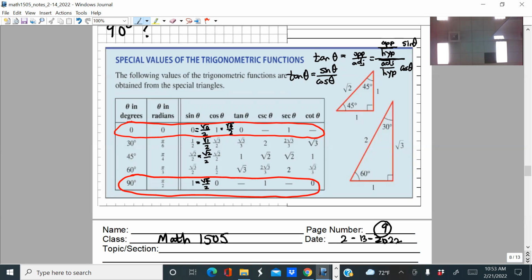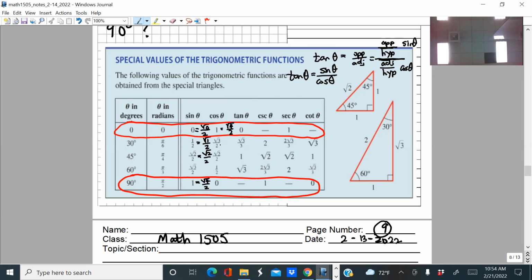Cosine is just backwards. Start with square root of 4 over 2 and count down. So notice cosine of 0 is 1. Square root of 4 divided by 2. And why that is, again, we haven't explained yet, because you cannot have a 0-degree angle in a right triangle, right? But there's a reason for that.